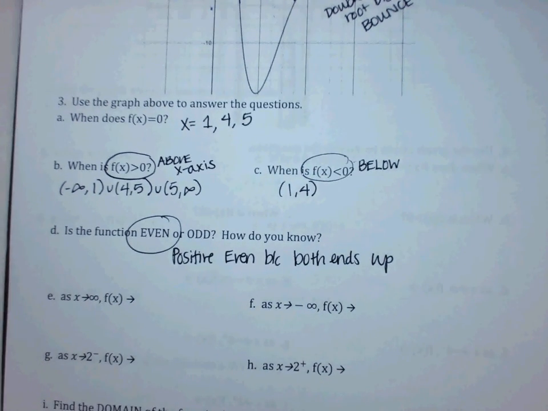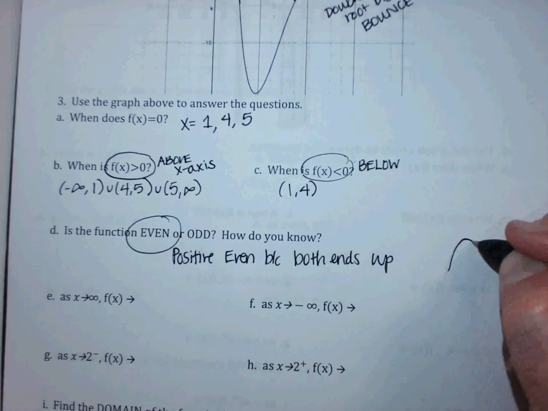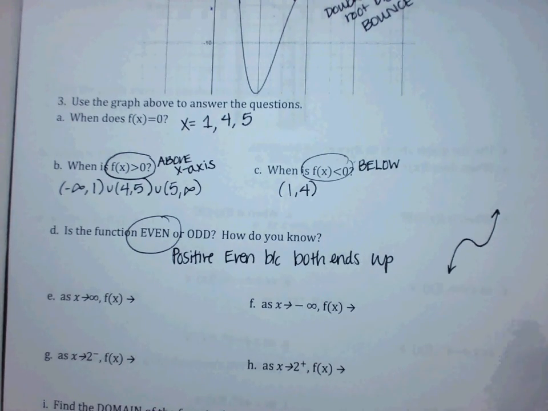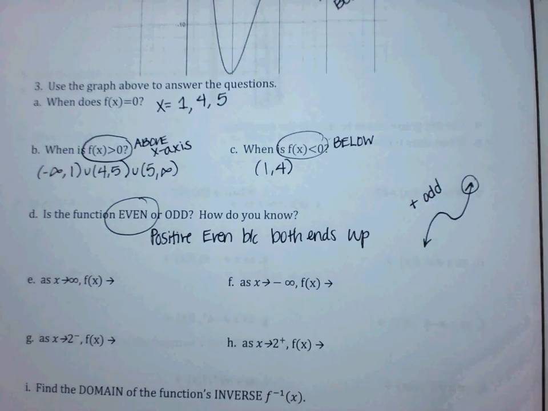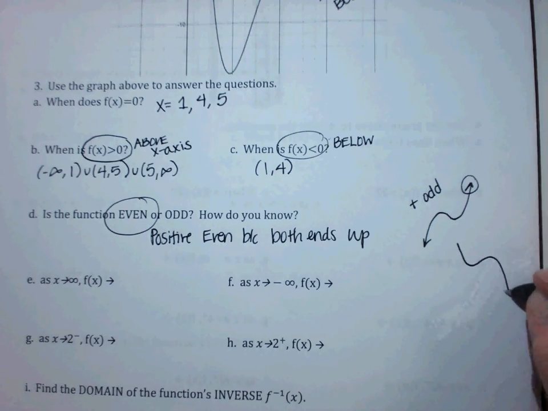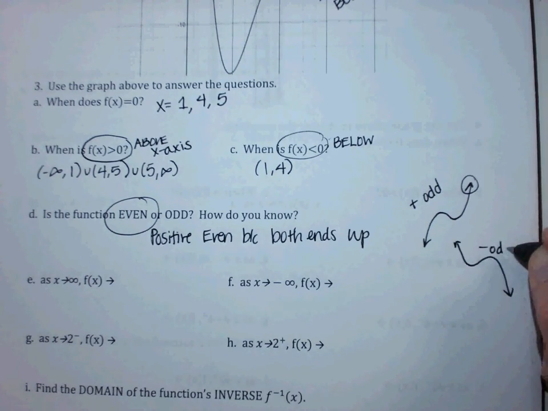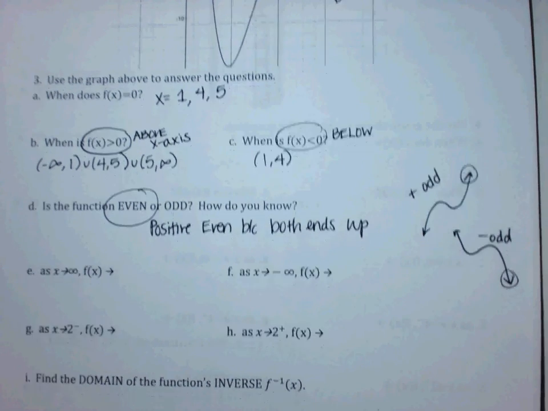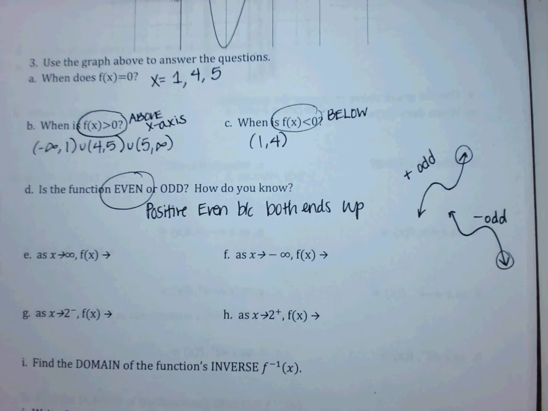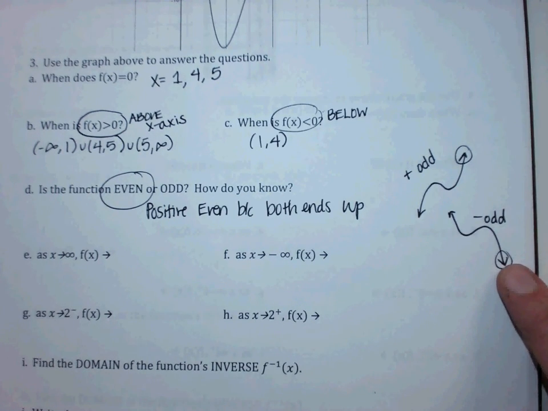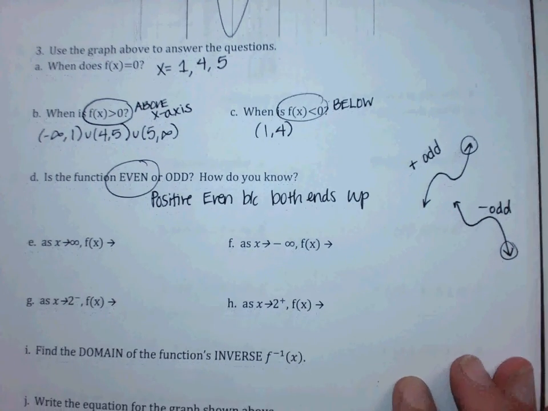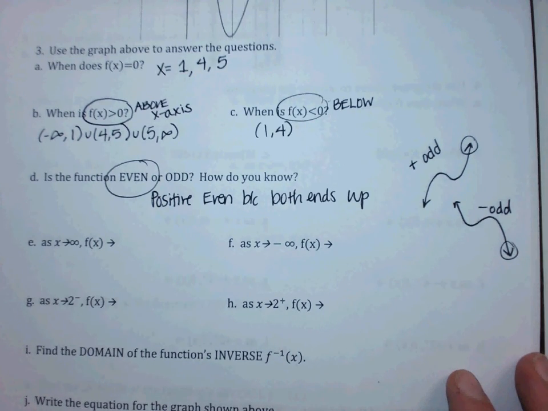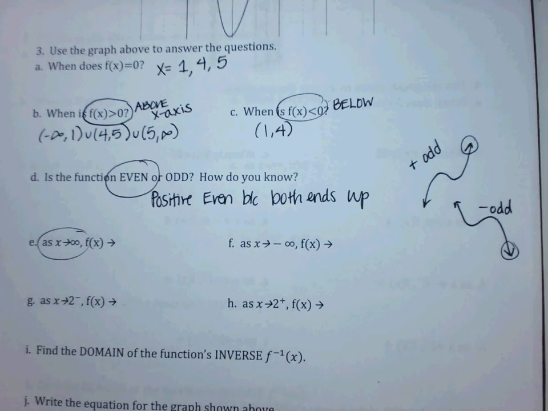Now, real quick, just to make sure you've seen an example of it, this is an even or an odd? Odd. This is odd, but it's a positive odd because it ends up. This is a negative odd because it ends down. So if you need to remember the difference for the odds, if the forward end is down, it's negative. If the forward end is up, it's positive. Okay? Alright, next one.